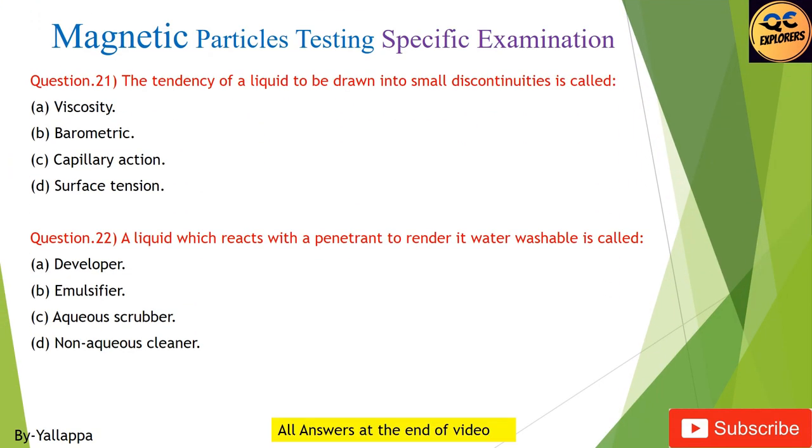Question point 21. The tendency of a liquid to be drawn into small discontinuities is called viscosity, barometric, capillary action, surface tension. Question point 22. A liquid which reacts with a penetrant to render it water washable is called developer, emulsifier, aqueous scrubber, non-aqueous cleaner.